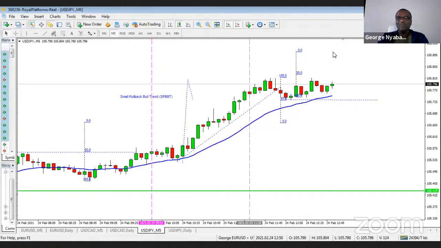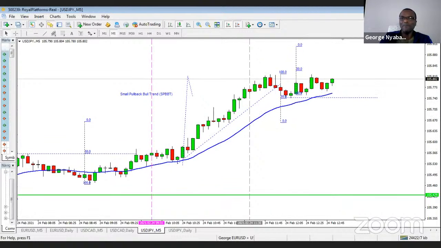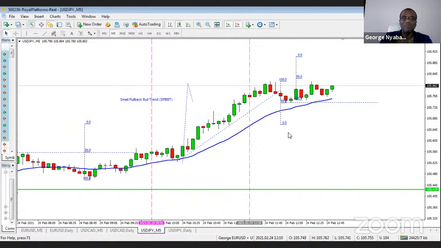I already have my 20 pip range. When I have my pullback, then I can look for my setup. If you don't get your pullback, like here, this was the breakout. I didn't get a decent pullback to the moving average, so don't trade it. A decent pullback that we're looking for is a pullback to the moving average, and we'll talk about that as we come through. So, guys, this is important to bear in mind: having this 20 pip range to allow you to trade decently.